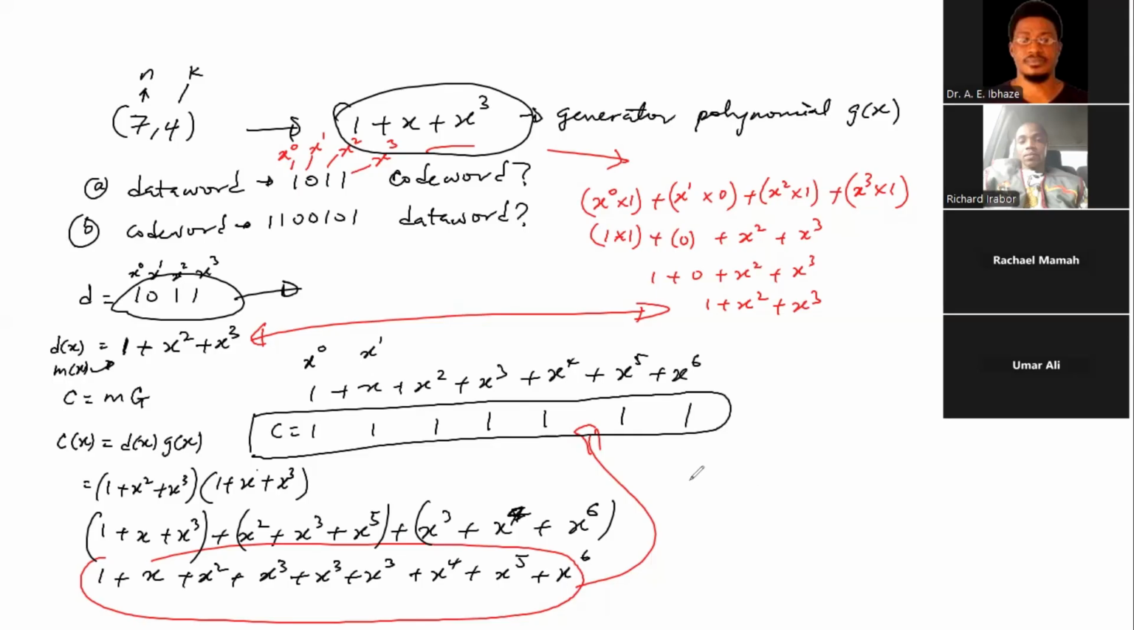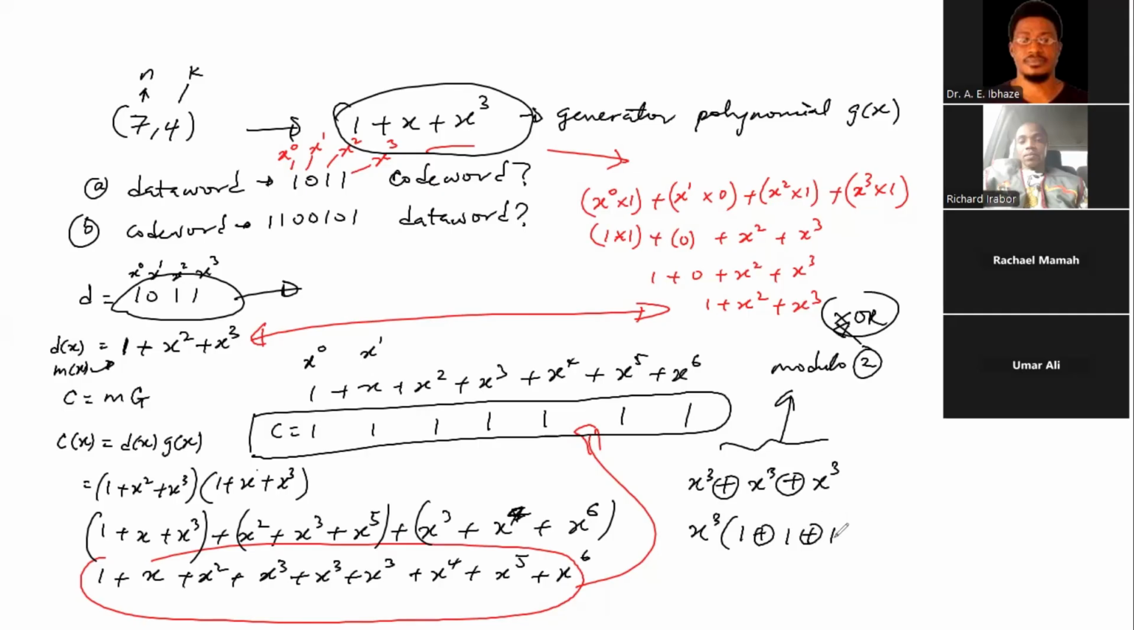So now we have x cubed plus x cubed plus x cubed. Now don't forget, since we are in the binary vector space, our addition is not literal addition, it's modulo 2 addition, right? And we can achieve this using the exclusive OR logic gate. So this means that if we take x cubed out, we have 1 plus 1 plus 1, right?